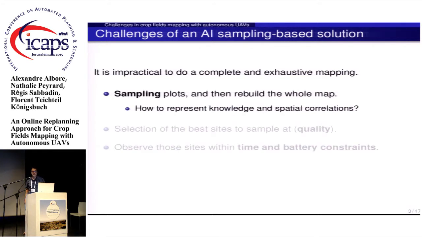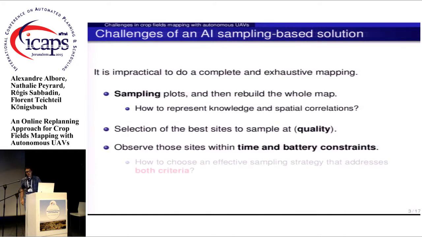So the first question is how to represent such knowledge about the spatial phenomena and the correlation we might have about this data. And then, as long as we want to do sampling, we want to do sampling the best way possible. I mean, we want to observe the plots in the field that will bring us as much information as possible. And here we have two criteria that are already bumping one against the other.